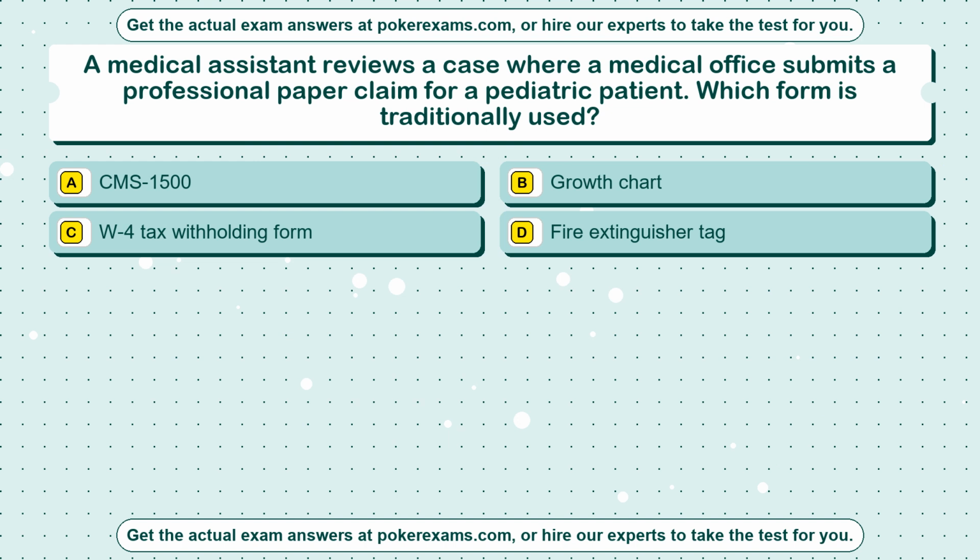Question 41. A medical assistant reviews a case where a medical office submits a professional paper claim for a pediatric patient. Which form is traditionally used? Option A, CMS 1500.